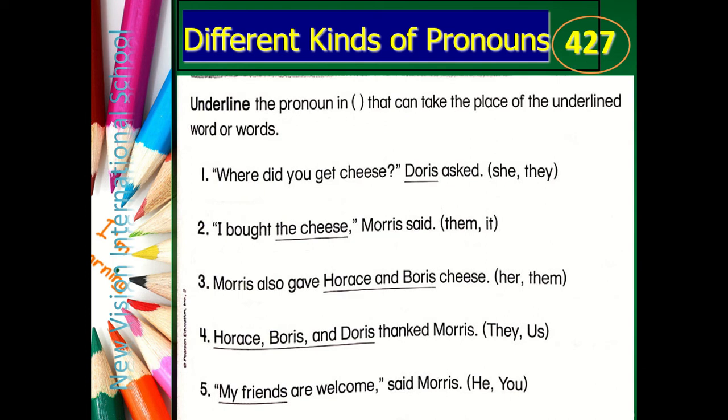Number 1. Where did you get cheese? Doris asked. The underlined word is Doris. Now choose your answer. Number 2. I bought the cheese, Morris said. The underlined words are the cheese. Number 3. Morris also gave Horace and Boris cheese. The words are Horace and Boris.